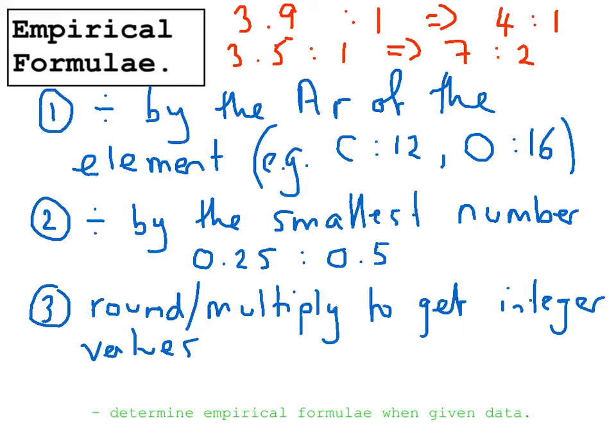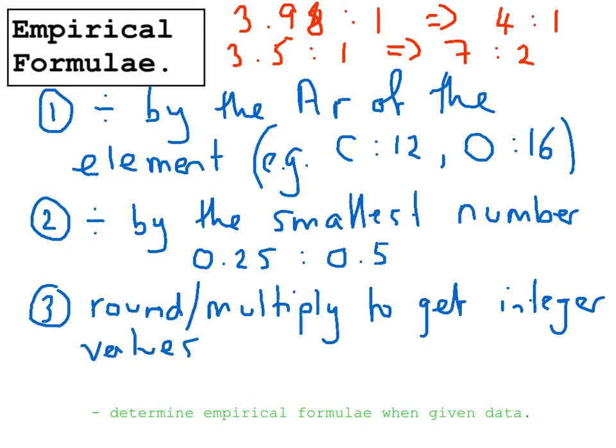And the last step is actually to answer the question, because the question doesn't ask you for the ratio, which you'll have calculated in step 3. It'll ask you for the empirical formula. So let's say that this 7 to 2 is the ratio for carbon to oxygen. So I have a compound with carbon and oxygen in, and the ratio I've worked out is 7 to 2.